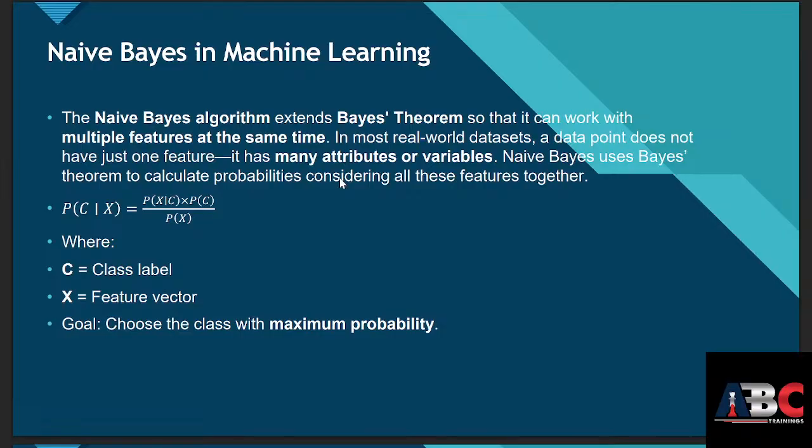The formula used in Naive Bayes classification is: C for a class label, X for the feature vector, the set of features. P(C|X) is the posterior probability of class C given features X. P(X|C) is the likelihood of observing features X given class C. P(C) is the prior probability of class C, and P(X) is the evidence, the probability of the features X. This formula helps to determine which class the data point most likely belongs to.